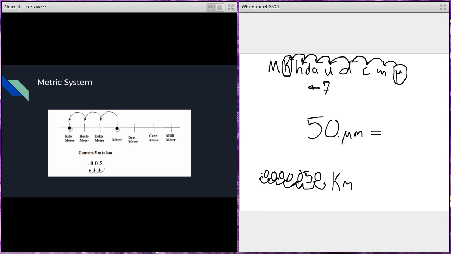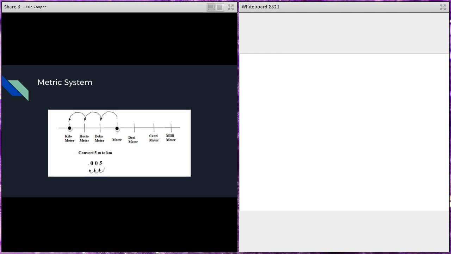All right, let's go the other direction just so you guys can see it. So again, I have my prefixes. Got mega, kilo, hecto, deca, my base unit, deci, centi, milli, micro. Let's say I want to go the other direction. I have 500 kilometers. And let's say I want to go to centimeters.